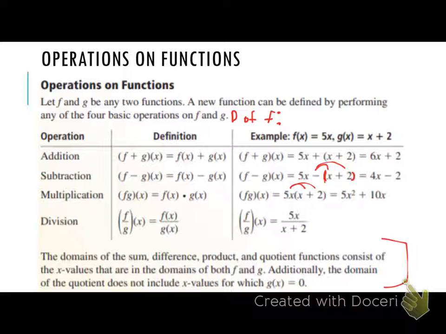F of x equals 5x. Is that a linear function, quadratic, cubic, square root function? What kind of function is it?